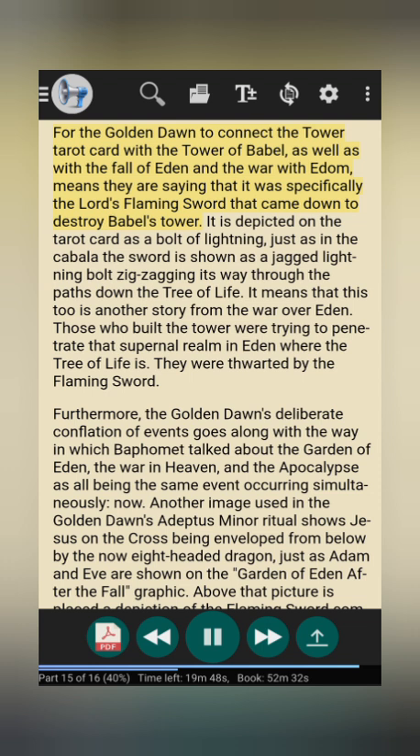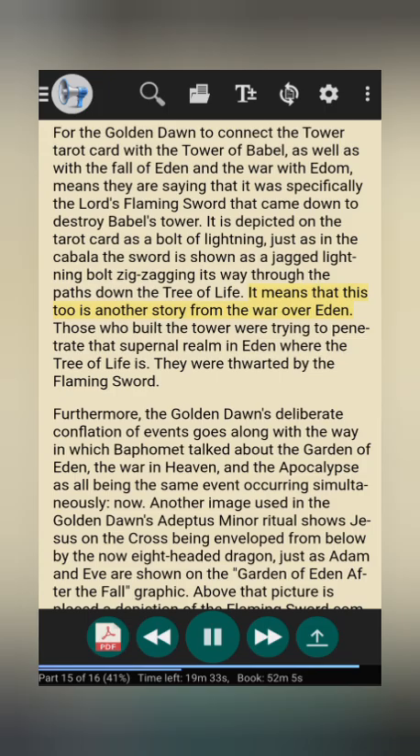For the Golden Dawn to connect the Tower tarot card with the Tower of Babel, as well as with the fall of Eden and the war with Edom, means they are saying that it was specifically the Lord's flaming sword that came down to destroy Babel's tower. It is depicted on the tarot card as a bolt of lightning. Just as in the Kabbalah, the sword is shown as a jagged lightning bolt zigzagging its way through the paths down the Tree of Life.